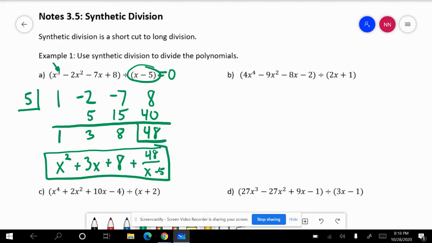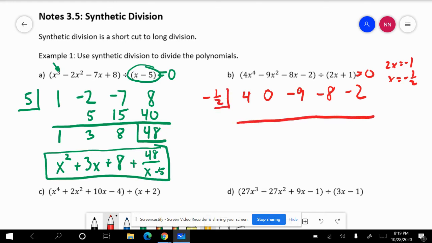So if we're looking at the next one, we're going to replace the 4x to the fourth with a 4. Notice that there's no x cubed, so we're going to put a 0 as a placeholder, just like long division. We have negative 9, we have negative 8, we have negative 2. What gives us a 0 right here is we subtract the 1, divide by 2, so negative 1/2 is what we're going to use for the synthetic division.